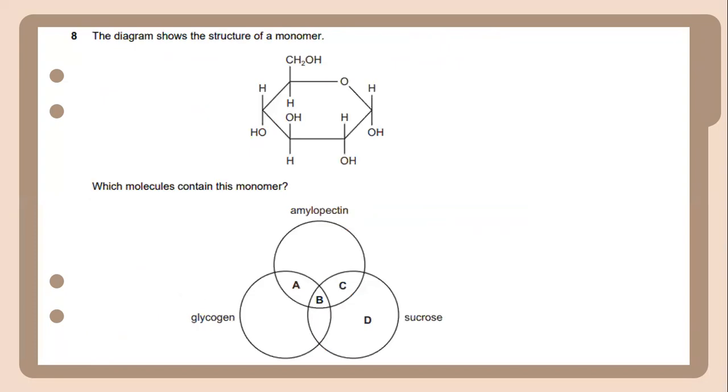Number 8, the diagram shows the structure of a monomer. Which molecule contains this monomer? The answer will be amylopectin, glycogen, and sucrose.